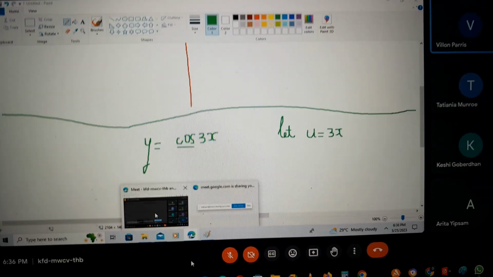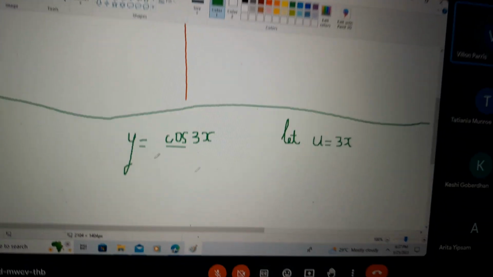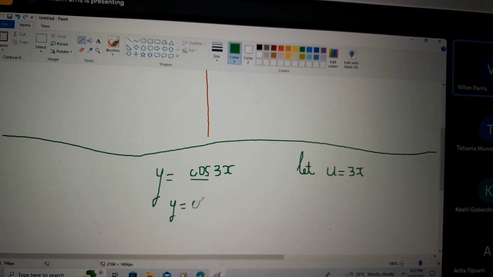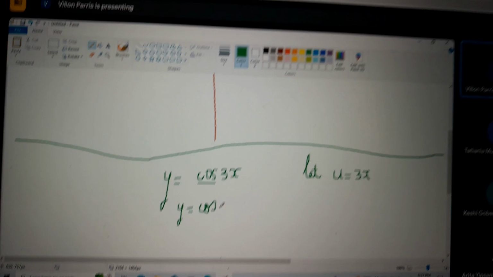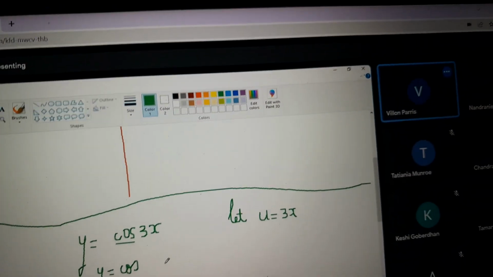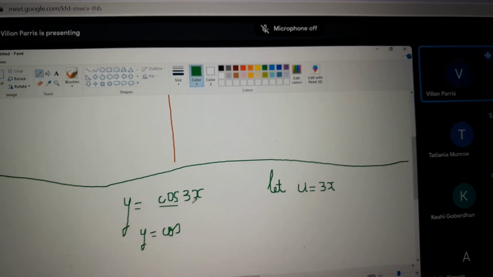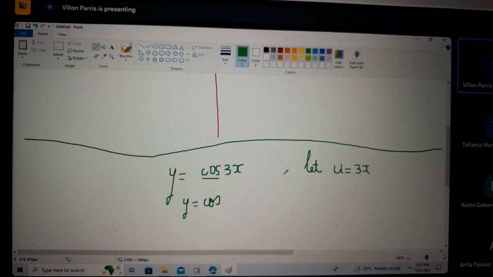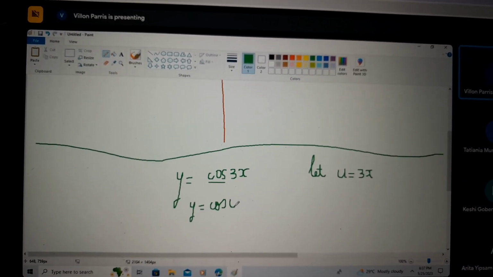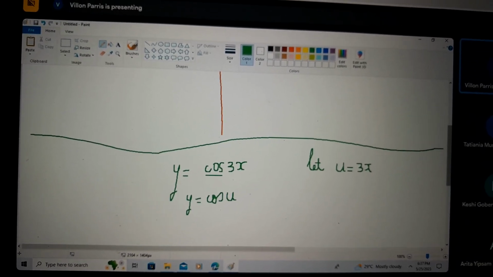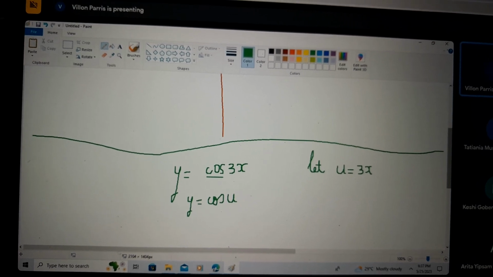Teachers, just give me a minute. Let u be equal to 3x. So we can rewrite this function as y is equal to cos what? u. Very good. Because we allow u to be 3x, so y will be equal to cos u. Again, this is how we engage with the chain rule.